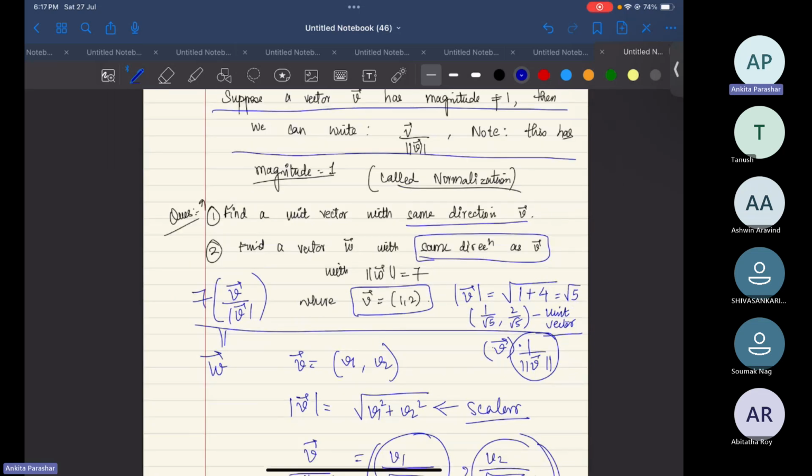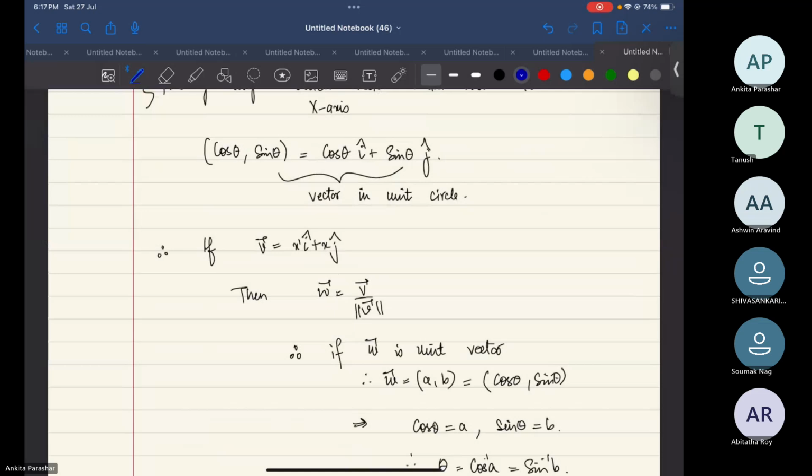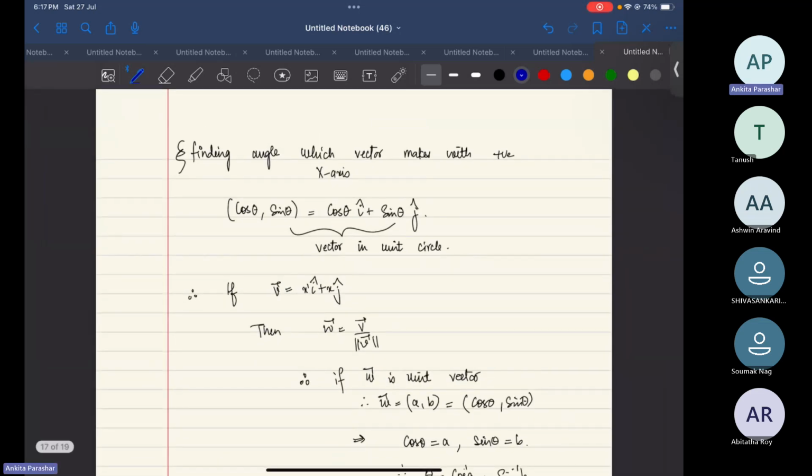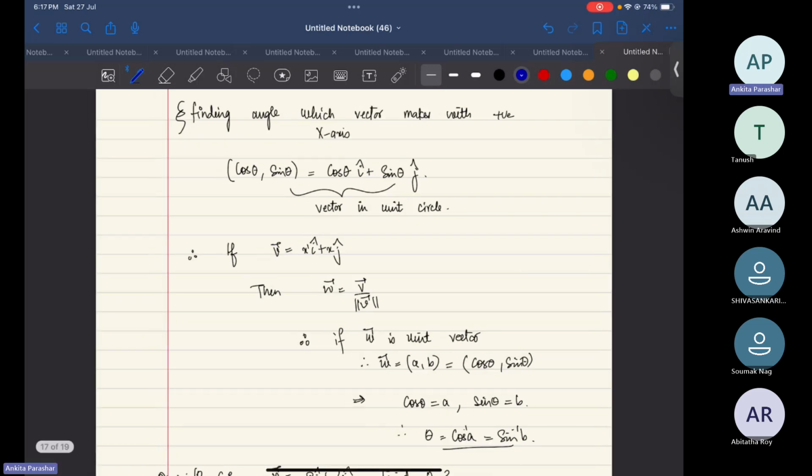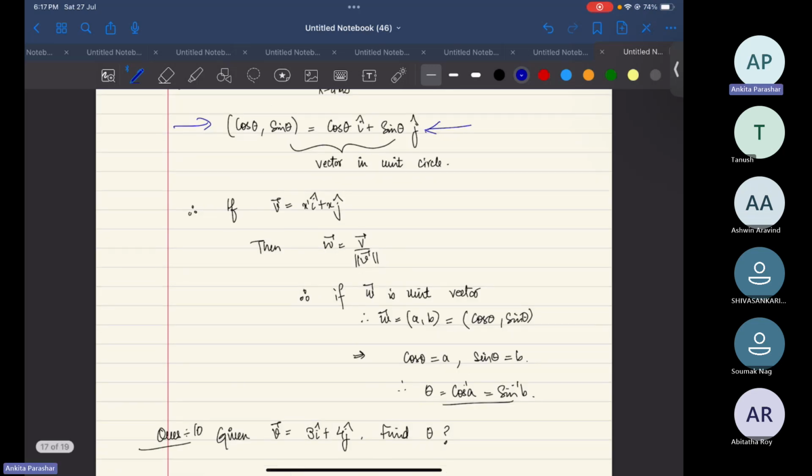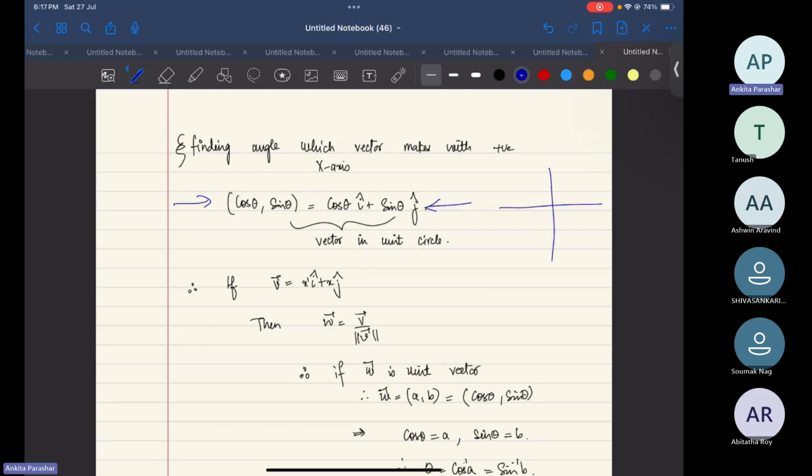Alright, so these are certain simple things. So let's go ahead. There's another concept we are trying to understand here: finding the angle a vector makes with the x-axis. Suppose you are given a vector and you want to find what angle it makes with the x-axis. We are trying to understand certain facts and then we'll come back to the question. So any vector, suppose I write (cos theta, sin theta), you can always write it in the form of i cap and j cap. And of course it is a unit vector, and in fact this vector lies on the unit circle. All the points are of the form (cos theta, sin theta) for an appropriate theta.